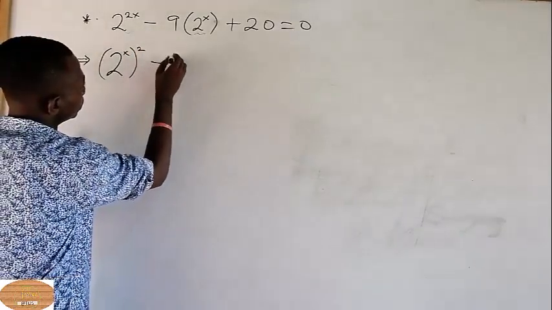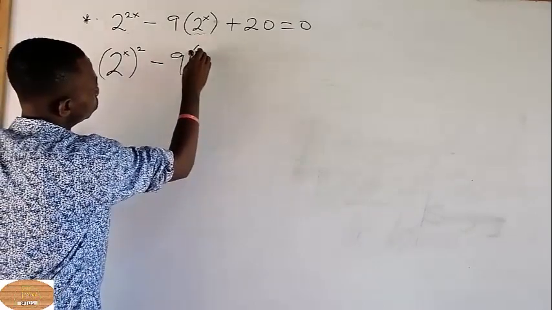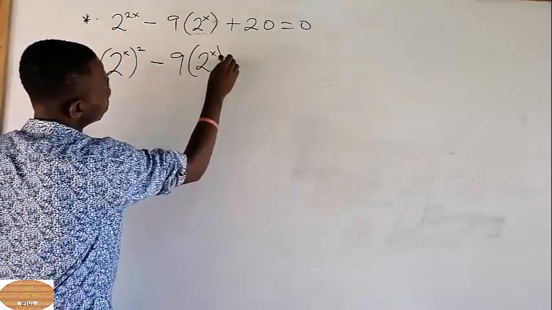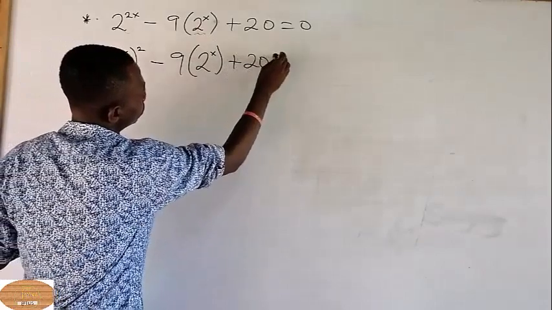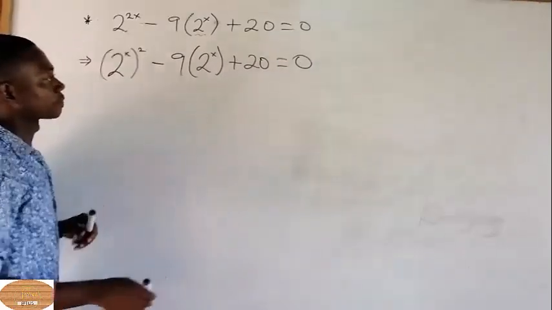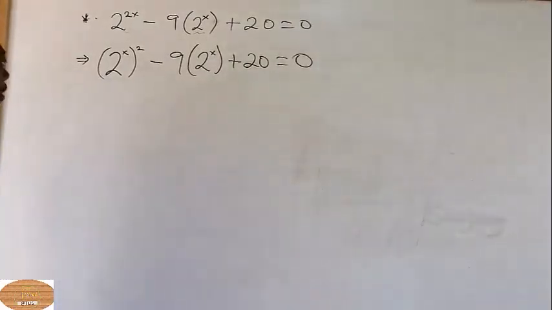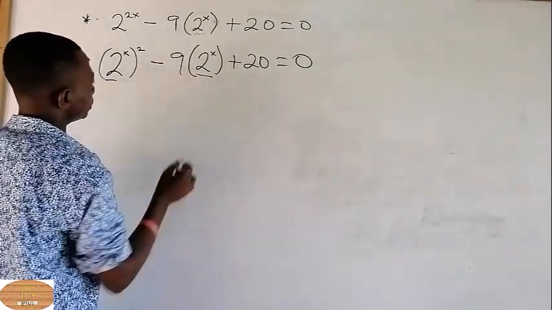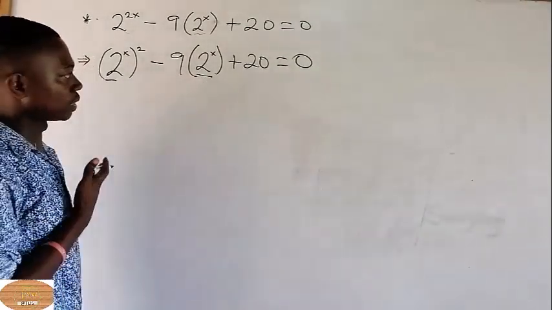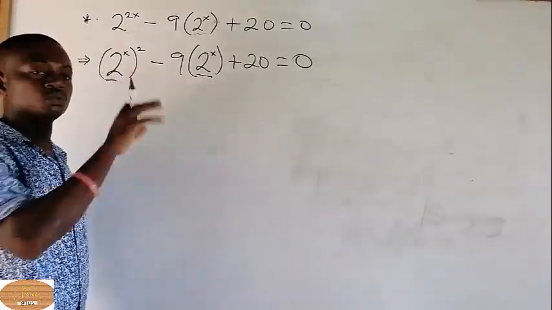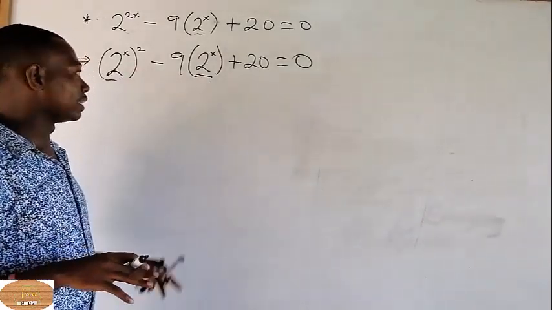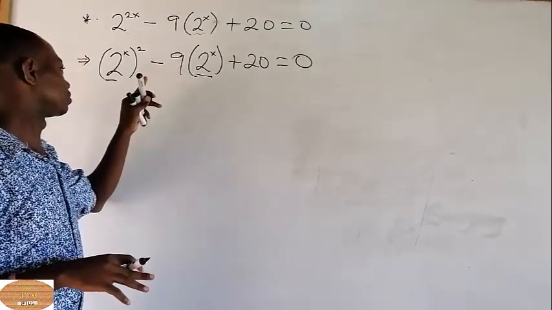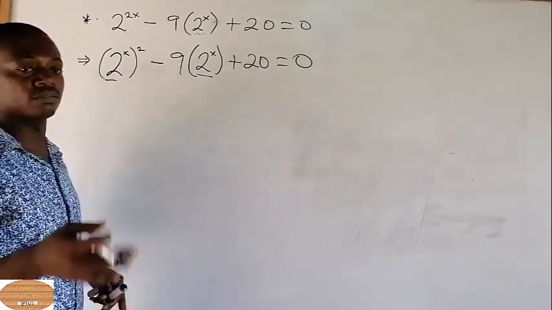So minus 9 2 to the power x plus 20 equals to 0. Now what can you see here? We have 2 to the power x here, 2 to the power x there. So in order to make this one simple, we have to remove the 2 to the power x by letting a variable be that. So let 2 to the power x be a variable.